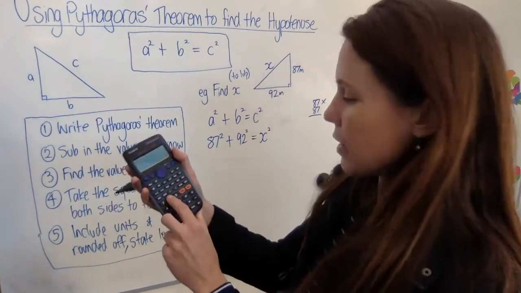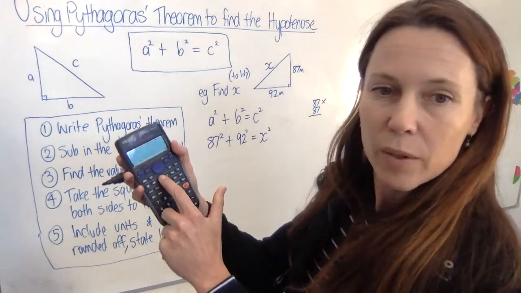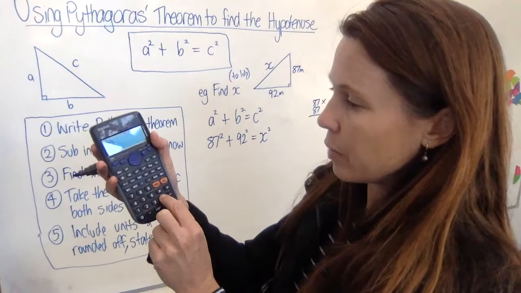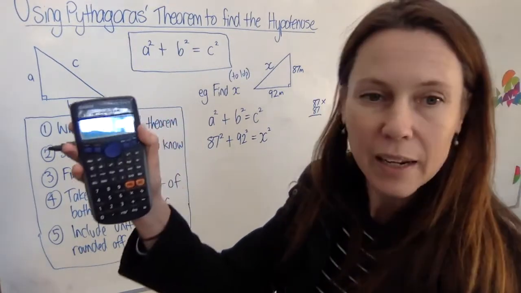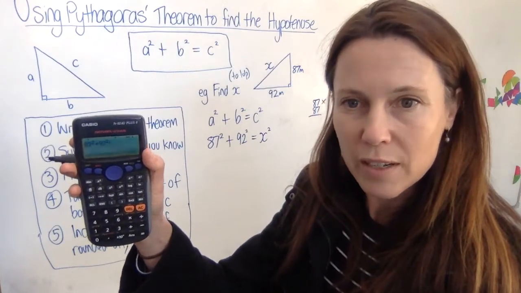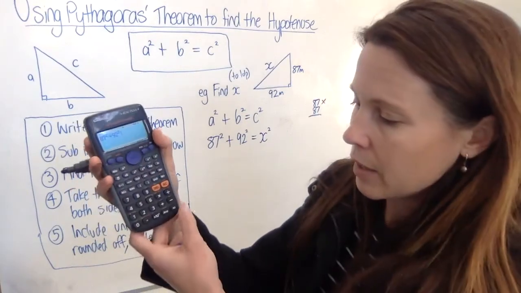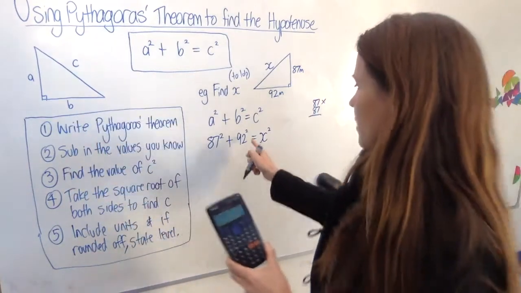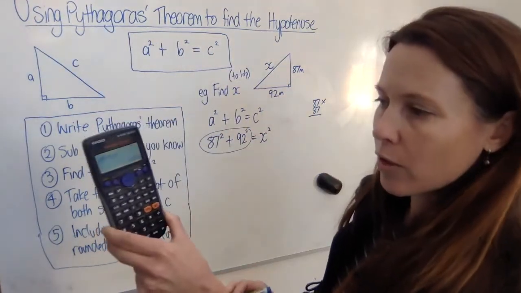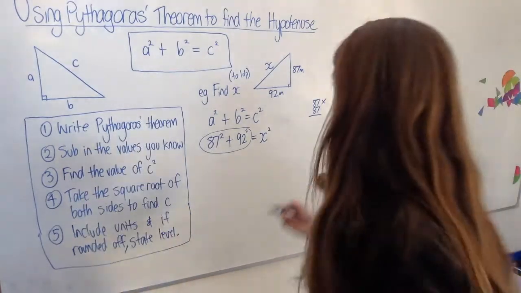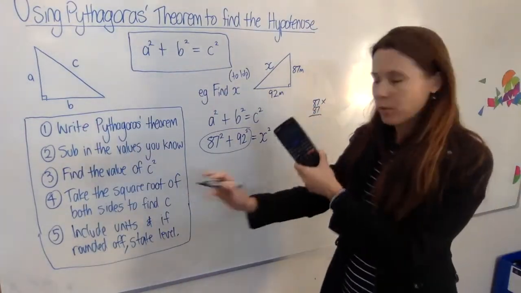Now to do that, you're going to hit 87, then hit the squared button, and then hit plus, and then 92, and then hit the squared button again, and make sure that what comes up on your screen is actually what you're wanting to find. Hit the equals button, and we've now done that whole step there in one go, and we can see the answer for it, 16033. So I'm going to do the side switch now.